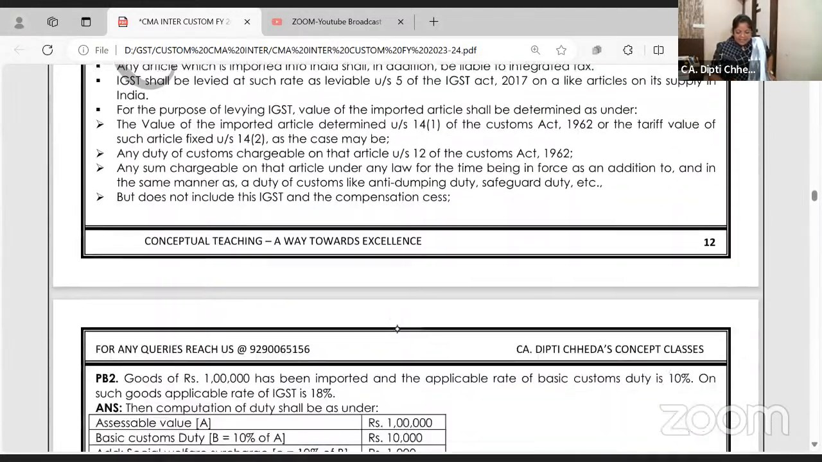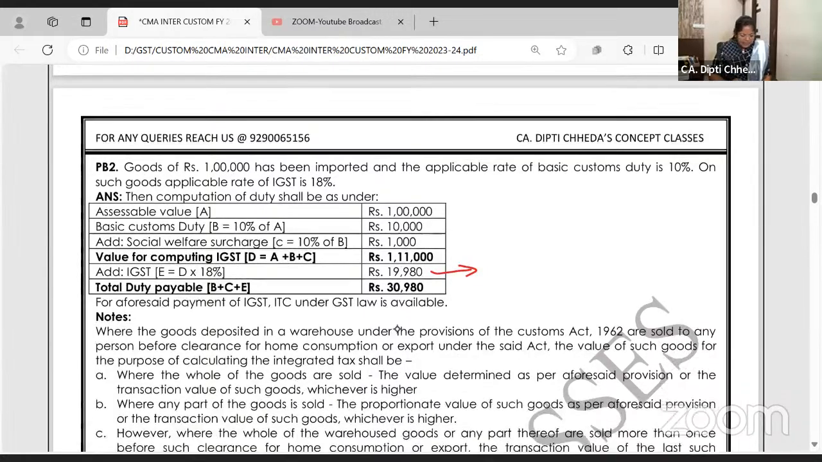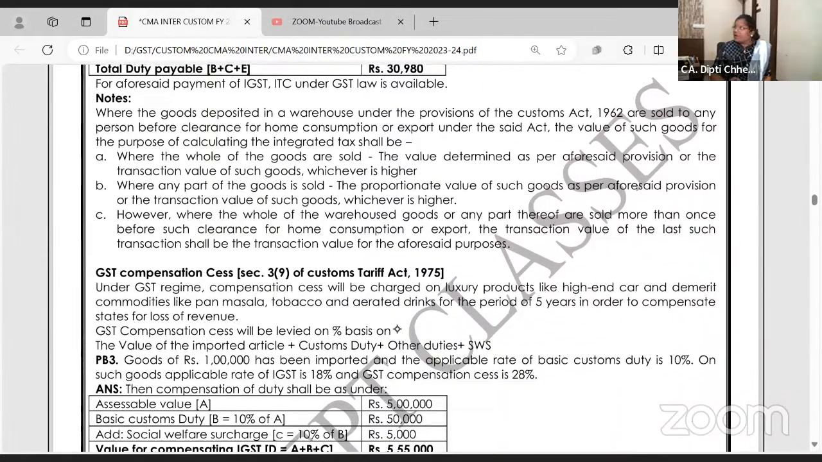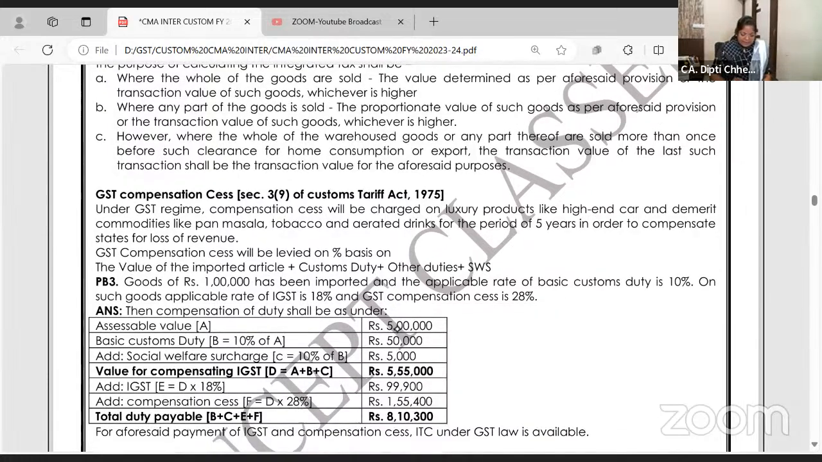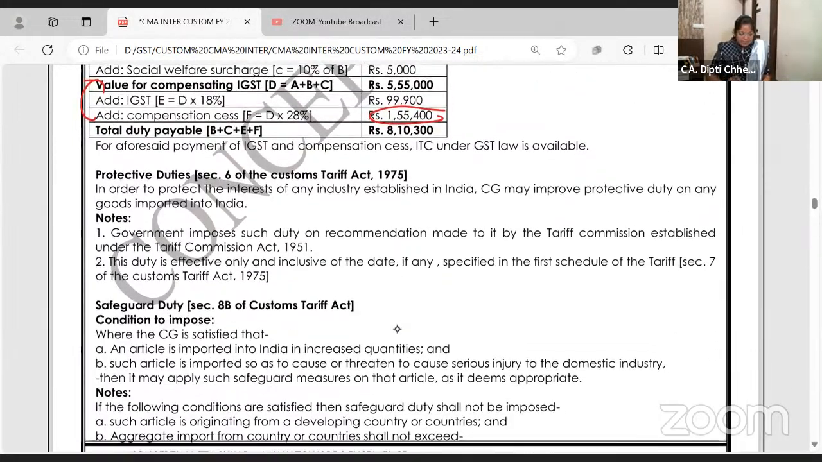Social welfare cess, IGST. You will get the credit of IGST, definitely. IGST is what you pay, no? If you are a registered supplier and doing input output, you can definitely claim the credit. Next. GST compensation cess, if it is there, it will be levied. If they don't give you, it's on the demerit goods, 28%. Protective duties.